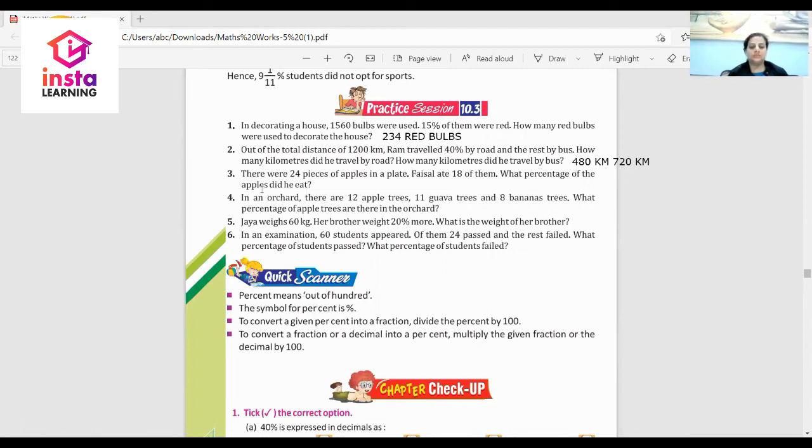This is the answer. Now there were 24 pieces of apples in a plate. Faisal ate 18 of them. So 18 upon 24, what percentage of the apples did he eat? Multiply by 100 and you will get the answer.